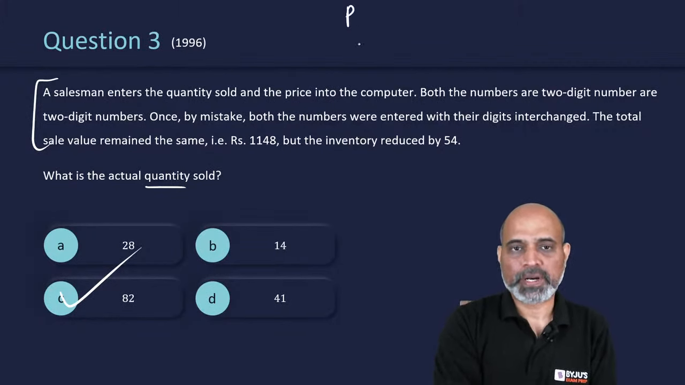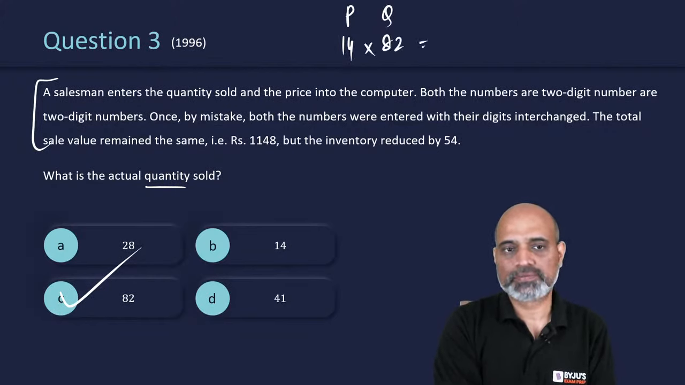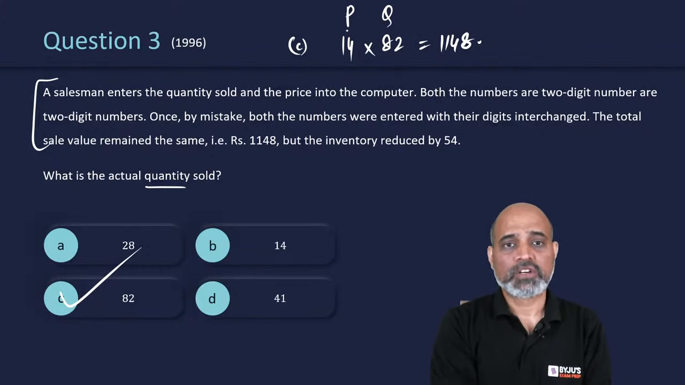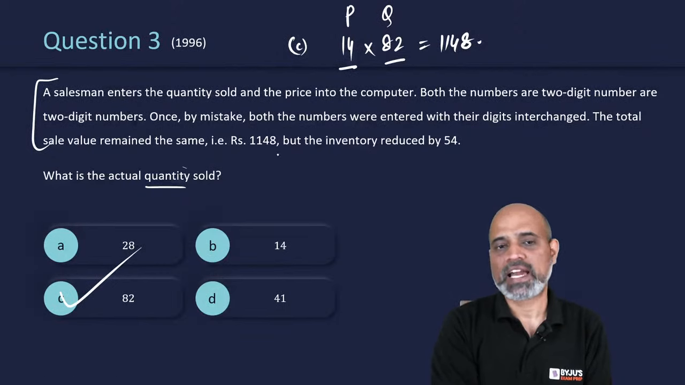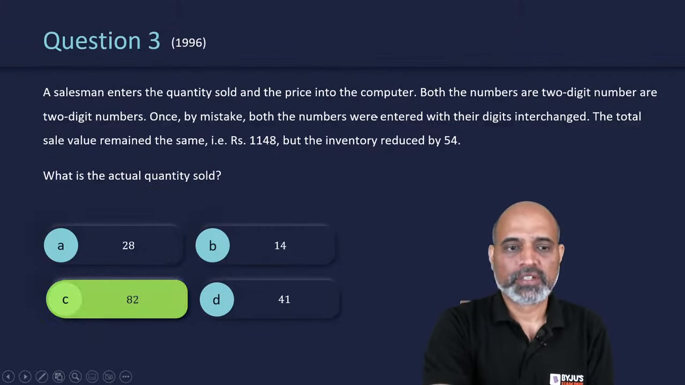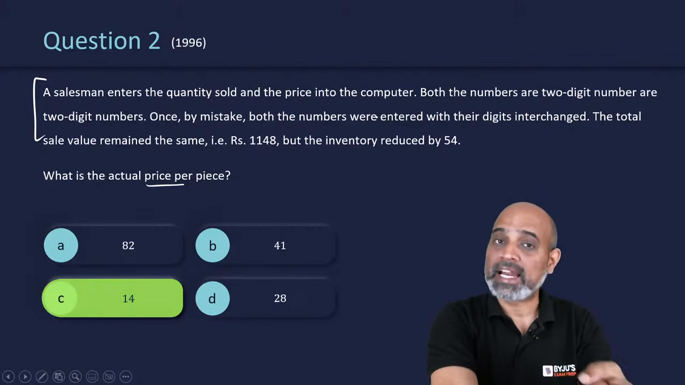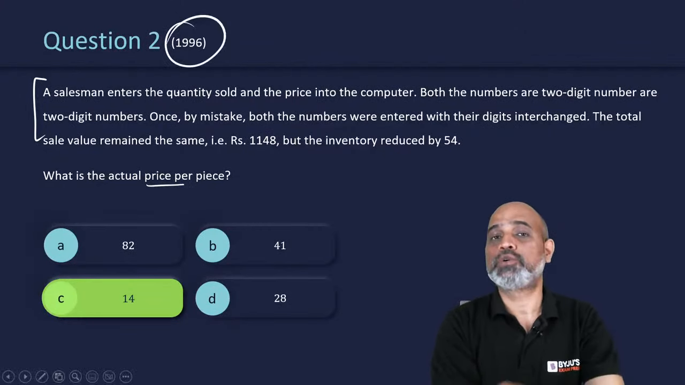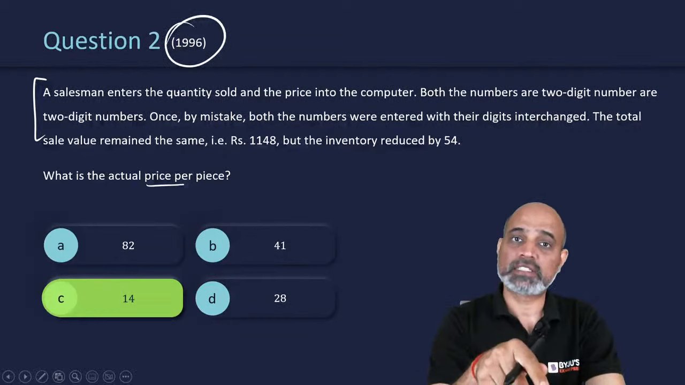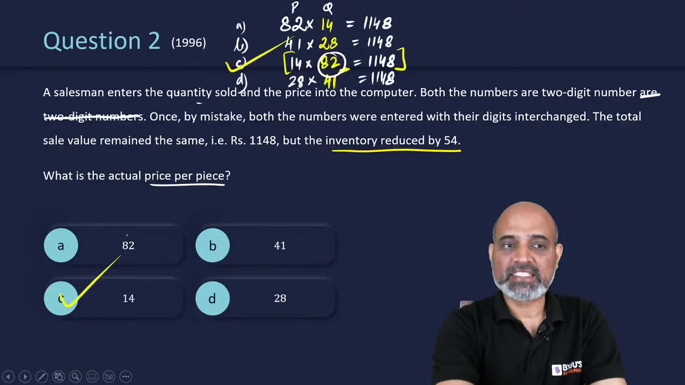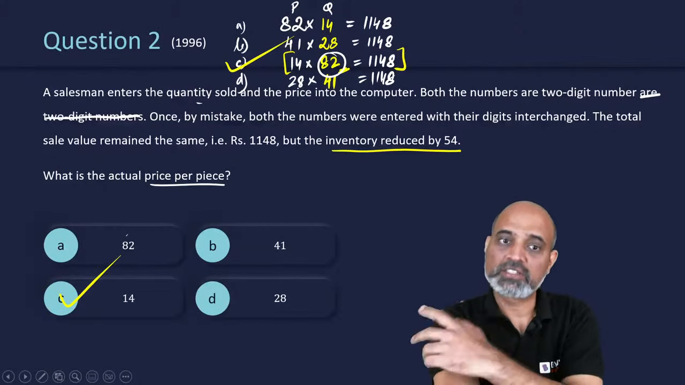Remember, price was 14 and quantity was 82. We just solved this. This was option C. So the previous question was price. This question is about quantity. It says actual quantity. So 82. And see, this is a question from CAT 1996. If you look here, the bracket next to the question tells you in which year of CAT these questions appeared. So in 1996 we had these two continuous questions.